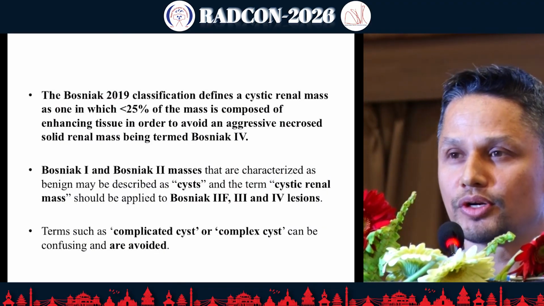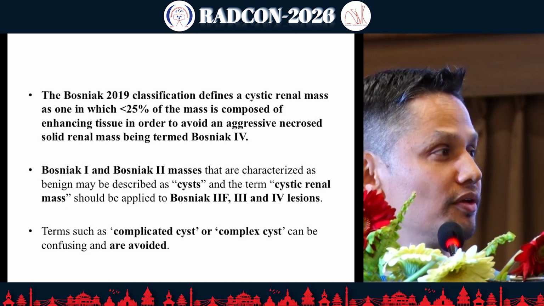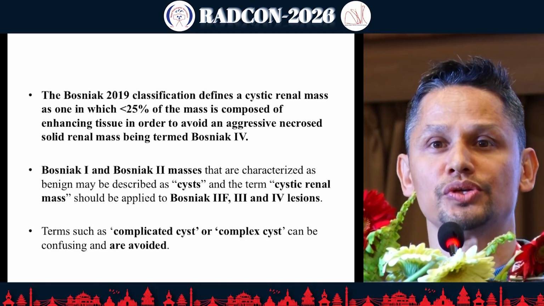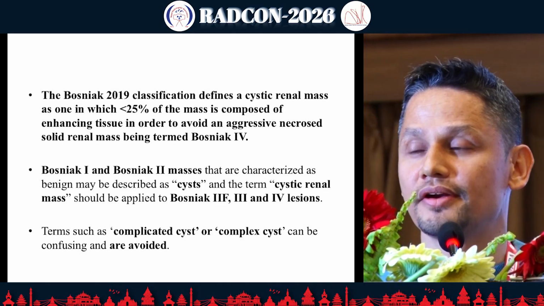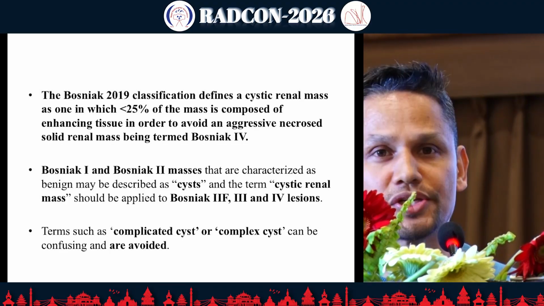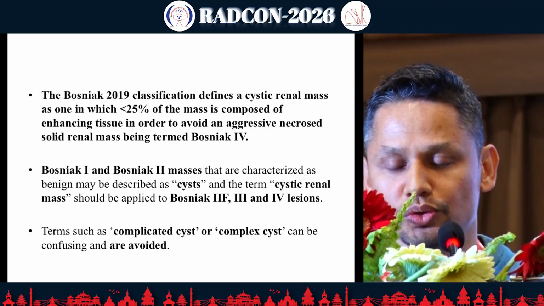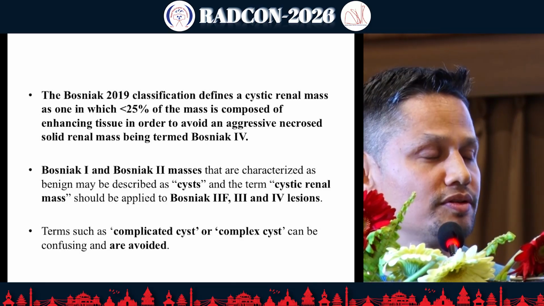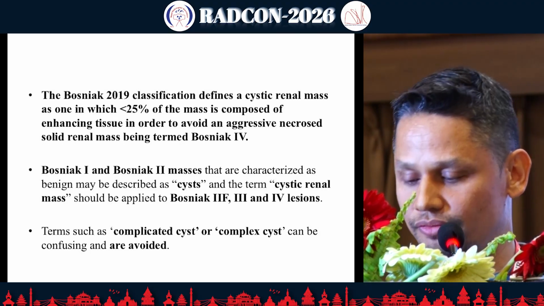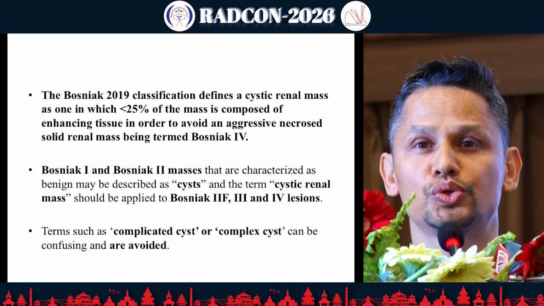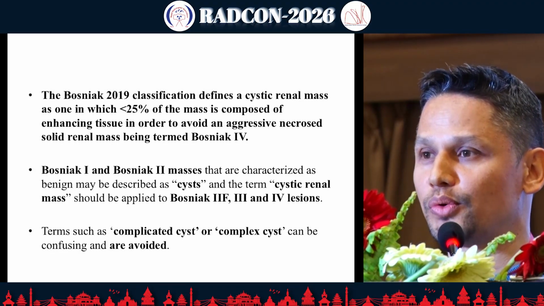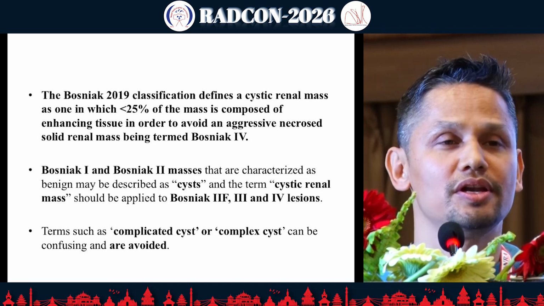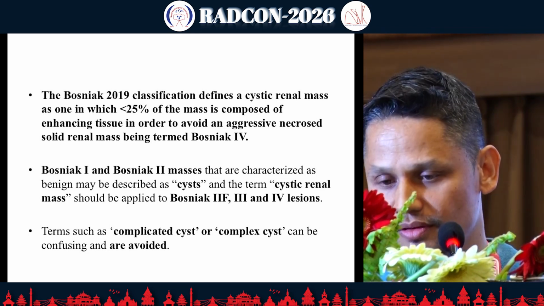So coming to the update, it was updated by the team led by Silverman in 2019 and later published in 2022. Europeans and Canadians started using this recent classification in 2021. Bosniak classifies a cystic lesion if the lesion's solid component is less than 25% of the lesion, in order to avoid including aggressive renal tumors that undergo necrosis, which may be mistakenly termed Bosniak class 4.